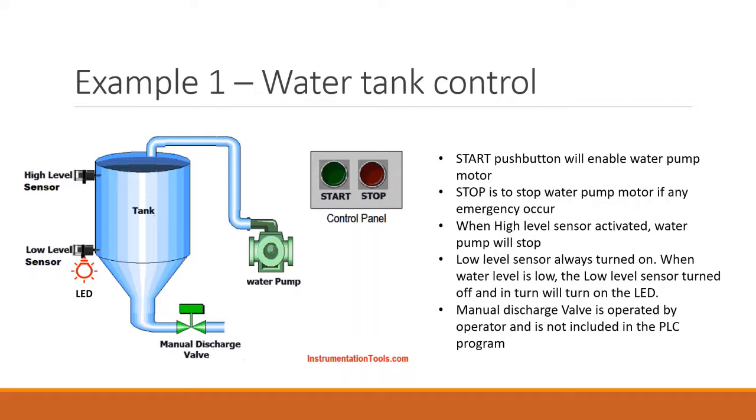And the low level sensor will always be on because there's always water touching it. However, when the water is very little and goes underneath the low level sensor, then the low level sensor will turn off, and when it turns off, it will turn on the LED. So when the LED is turned on, the operator will know that the water level in the tank is very low. And there's a manual discharge valve. This manual discharge valve can be operated by a human operator, so it's a manual operation. Because it's manual, it will not be included in our ladder diagram.